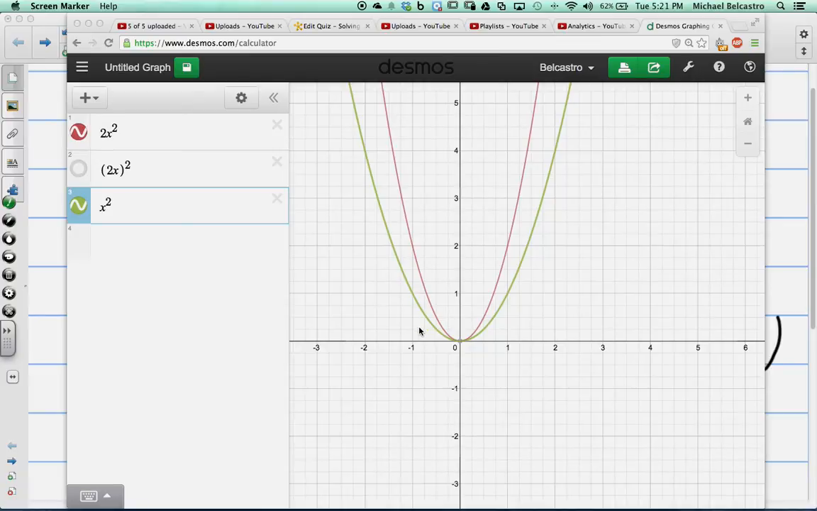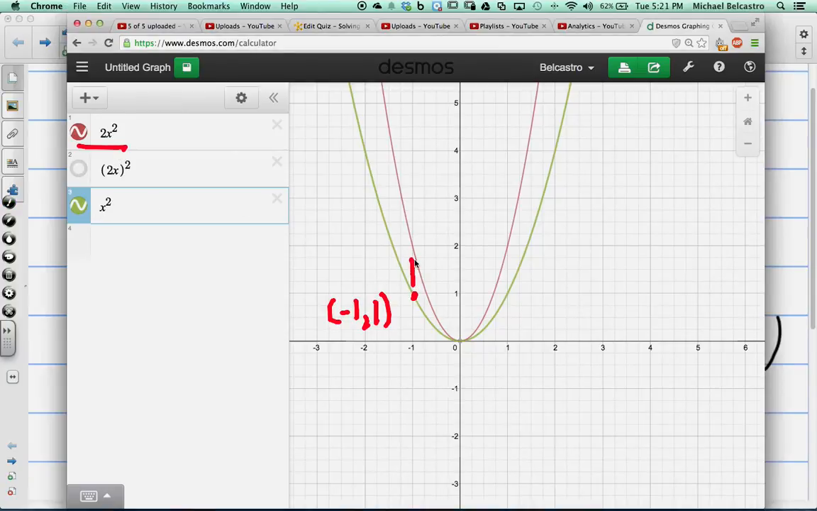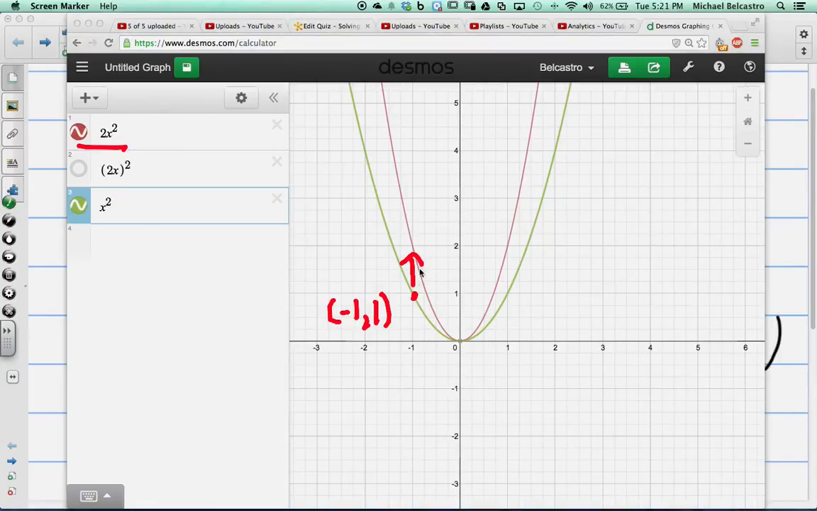A vertical stretch. Where we have 1, when we square 1, we end up at 1. So this coordinate here is essentially -1 and 1. But when it's vertically stretched, we take this point and multiply it by the a value. That's our y, of course. We multiply it by, in this case, 2, and our new y value is 2. So we have -1 and 2 as our coordinate. Does that make sense?